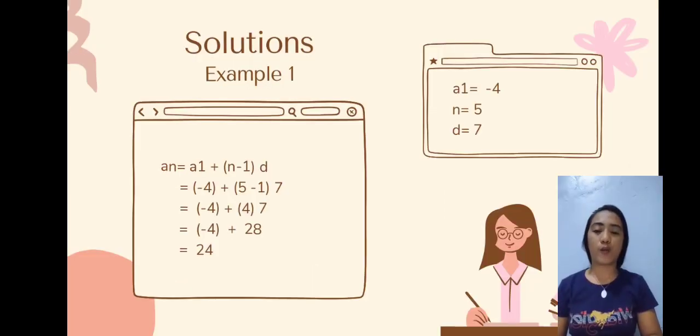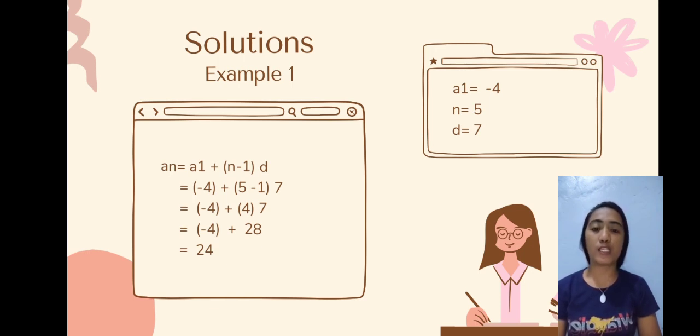So now we will solve our examples. So in example number 1, we have the first term, which is -4, and then we need to find out the fifth term. So our n is equals to 5, and the common difference, the second term minus the first term, is equals to 7. So now we will plug the given into the formula, which is an is equals to a1 plus open parenthesis n minus 1 close parenthesis d. So equals -4 plus 5 minus 1 times 7.